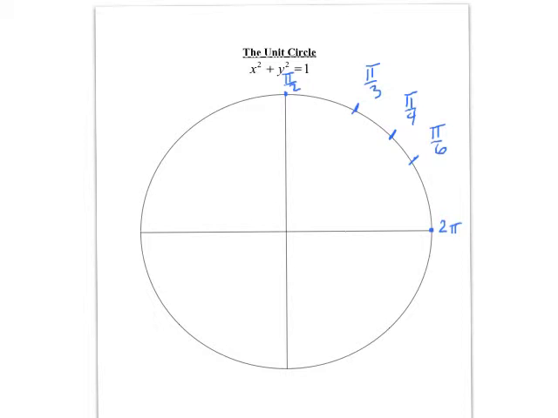But let's talk about some of these other ones first. What about pi over 4? How do I figure out what the coordinates of that are, or what the coordinates of that point is? Well, one way you could do it is this, is you could draw a triangle.